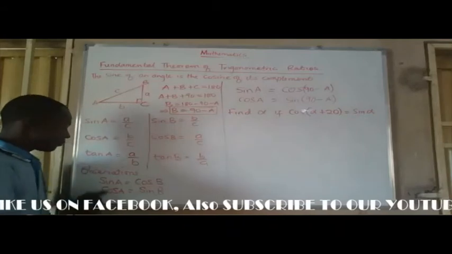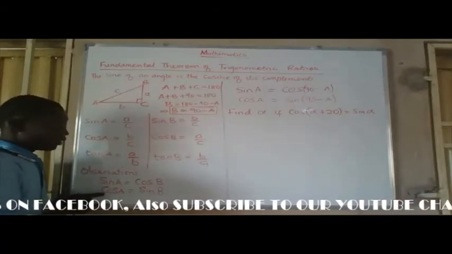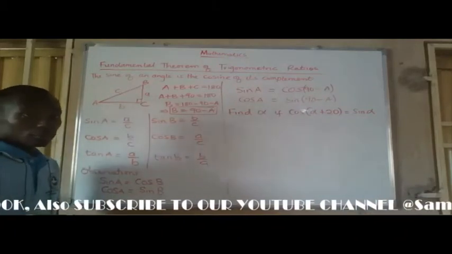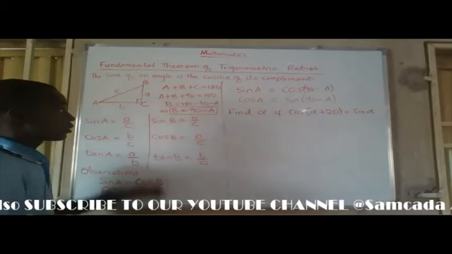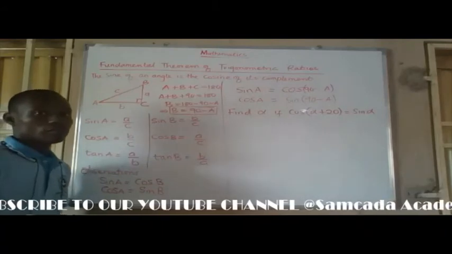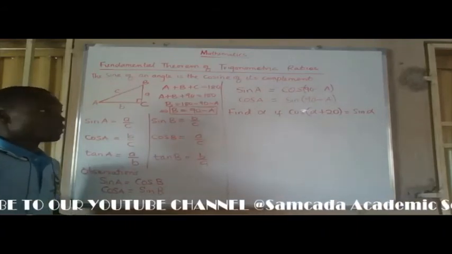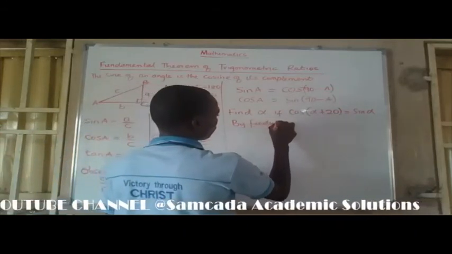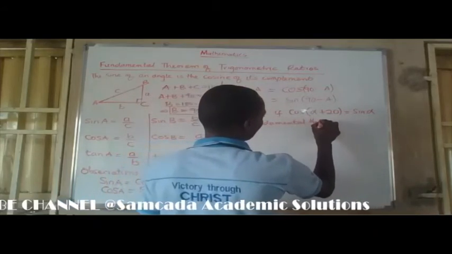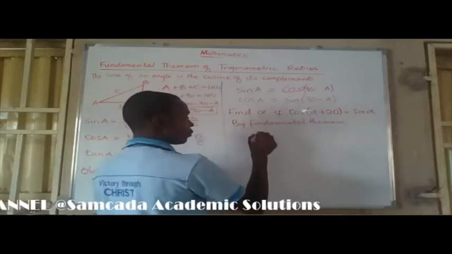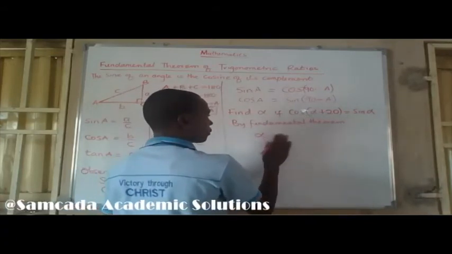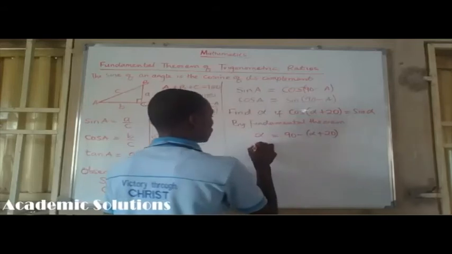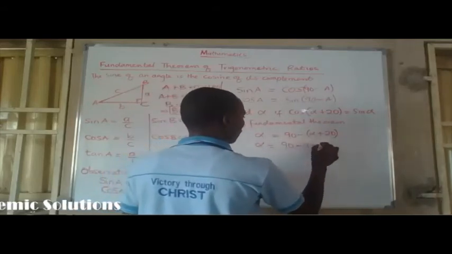One thing is certain. If cos A, for instance, is sine B, it is simply because A plus B is 90. If cos A is equal to sine B, it's simply because A plus B add up to give 90. Remember, B is simply 90 minus A. By the fundamental theorem, alpha must be equal to 90 minus alpha plus 20. That means alpha must be equal to 90 minus alpha minus 20.